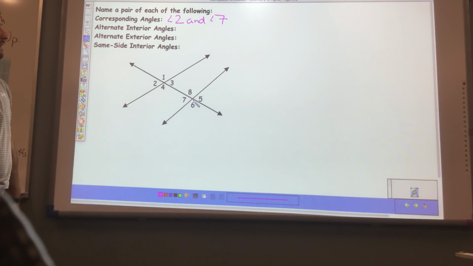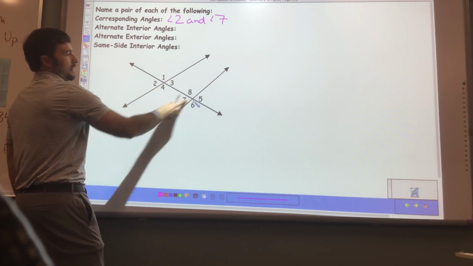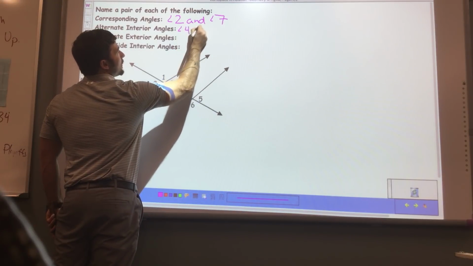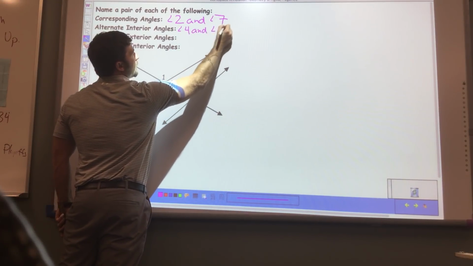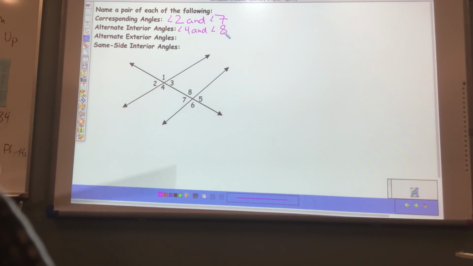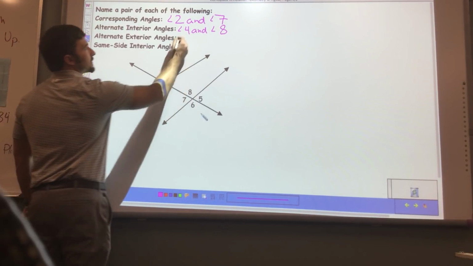Then alternate interior. So we got to look on the inside of these two, and then we need alternates. So one example could be angle 4 and angle 8. Another example could be 3 and 7. Alternate exterior, so now we want to go on the outside and be alternate, so we could say 1 and 6.